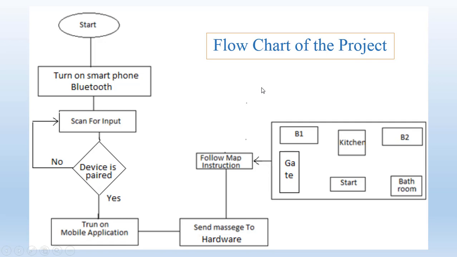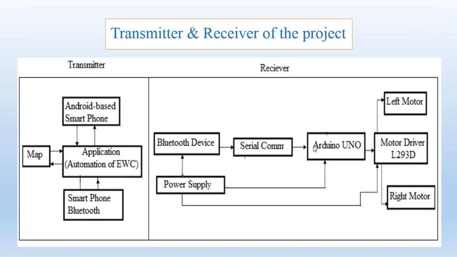This is the flowchart of our project. Here you can see that we have to turn on the Bluetooth device on our smartphone. Then this device is paired with the hardware of electric wheelchair. After pairing, we turn on our mobile application, and from our mobile application we send message to the hardware section to the Arduino. Then Arduino control the movement of electric wheelchair directed by the map in a smartphone. This is the block diagram of the transmitter and receiver section of our project.